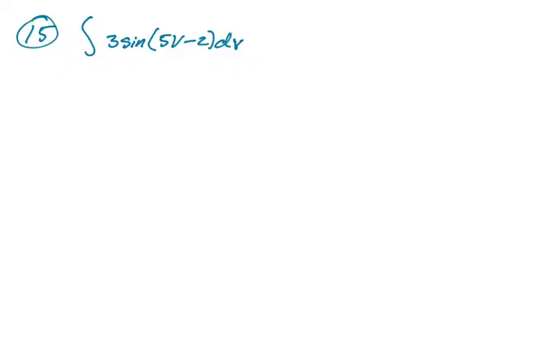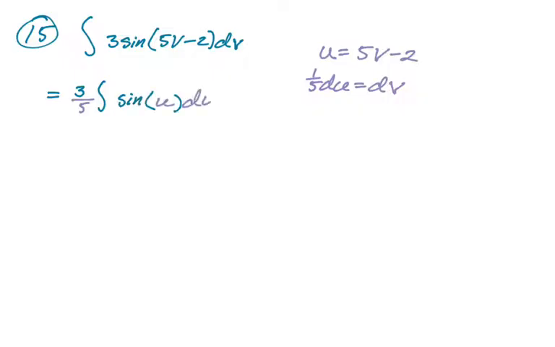The argument of the trig function is what you typically want to make u. It's the thing in parentheses, right? So I'm going to let u equal 5v minus 2. So the variable is v in this case. That's fine. So 1/5 du is dv. So we'll be able to sub for that. I'm going to pull out the 3 as a constant multiple and multiply by 1/5 because I'm pulling that out also. So 3/5 integral of sine of u du.